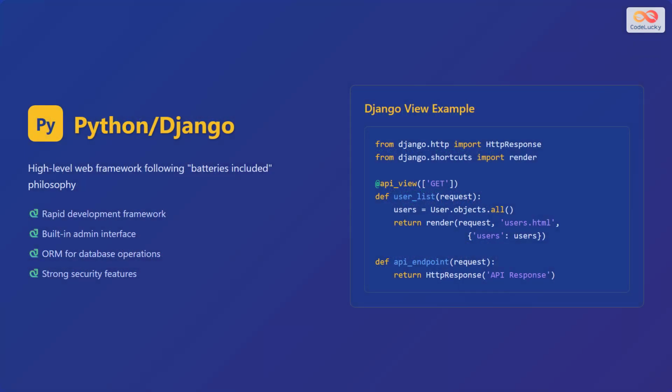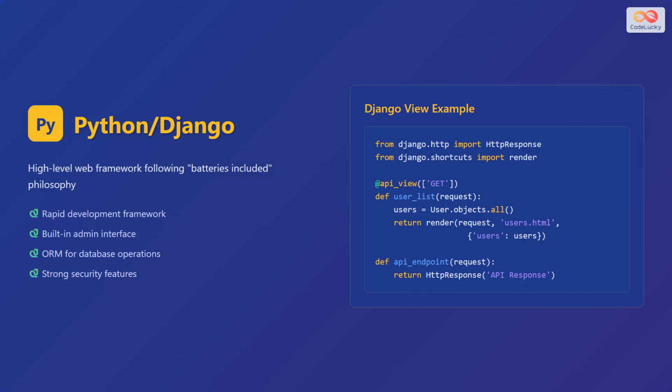Next, we have Python with the Django framework. Django is a high-level web framework that follows the batteries included philosophy, providing many built-in features that allow developers to build complex web applications quickly. It is renowned as a rapid development framework, enabling you to create web applications with less code and more efficiency.